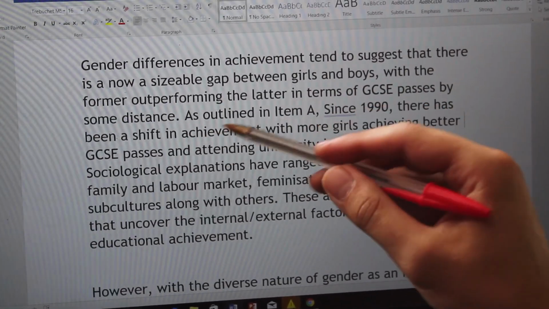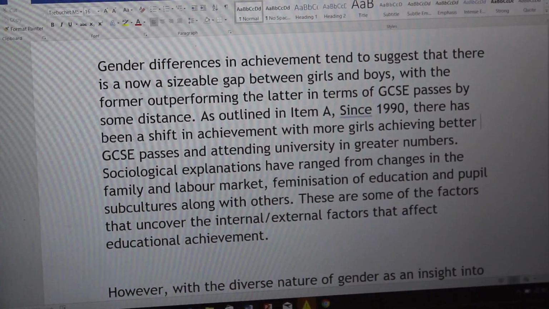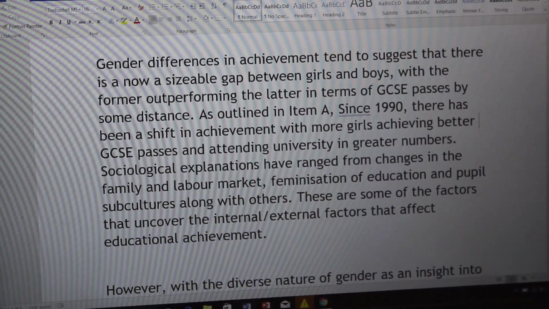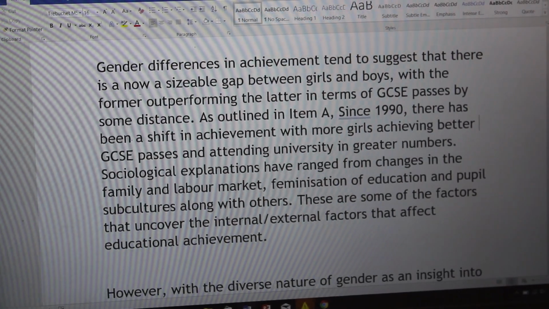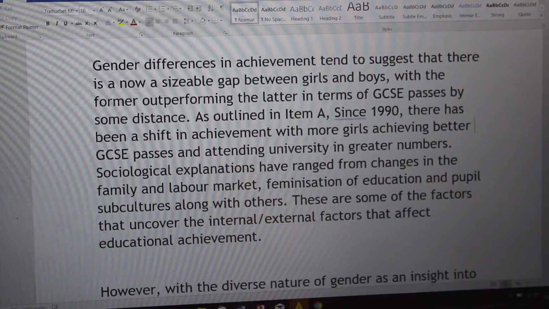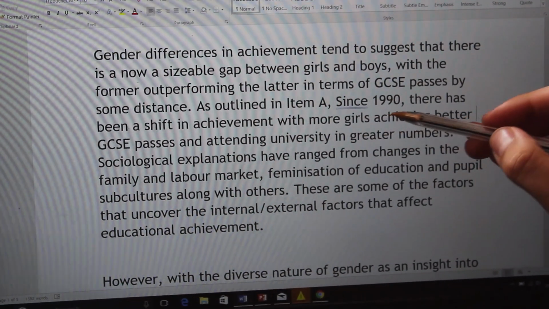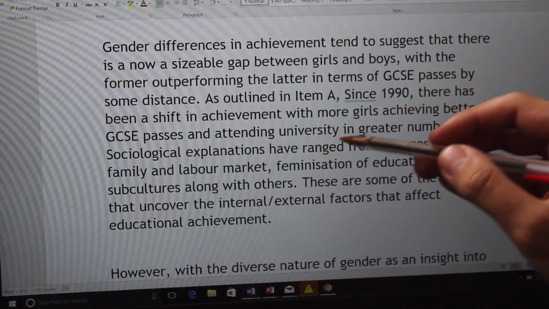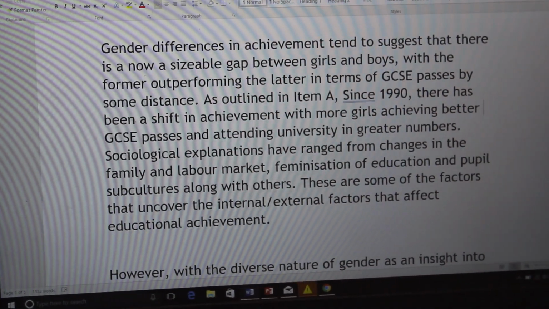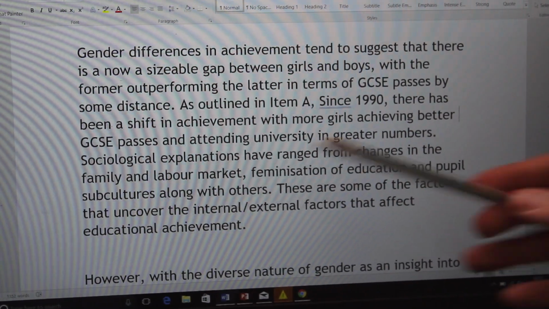Again, as outlined in item A, so I'm being explicit there. I'm saying, right, I've got the item in front of me, I've read through it, I understand what it says. Now I'm going to outline the debate within the item. There's a certain issue going on within the item. I'm going to outline it for you now to show you that I've got the AO1 skill. Since 1990, there has been a shift in achievement, with more girls achieving better GCSE passes and attending university in greater numbers.